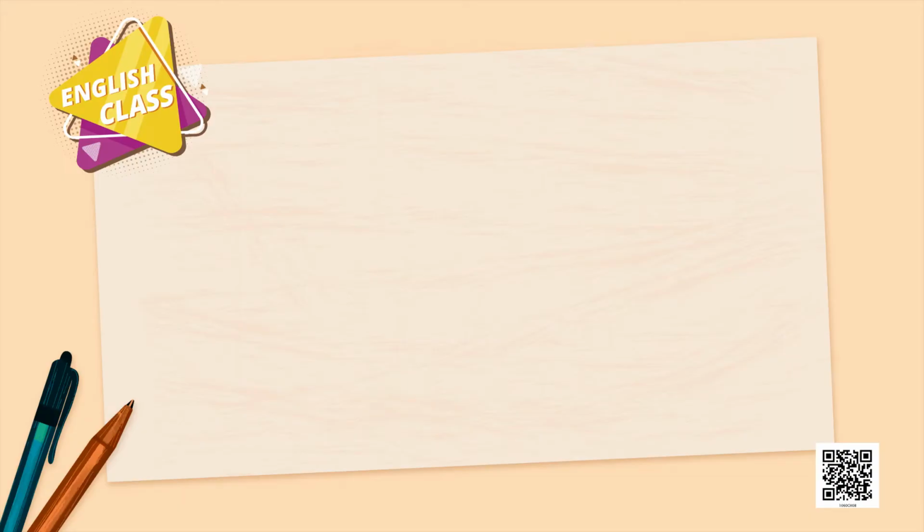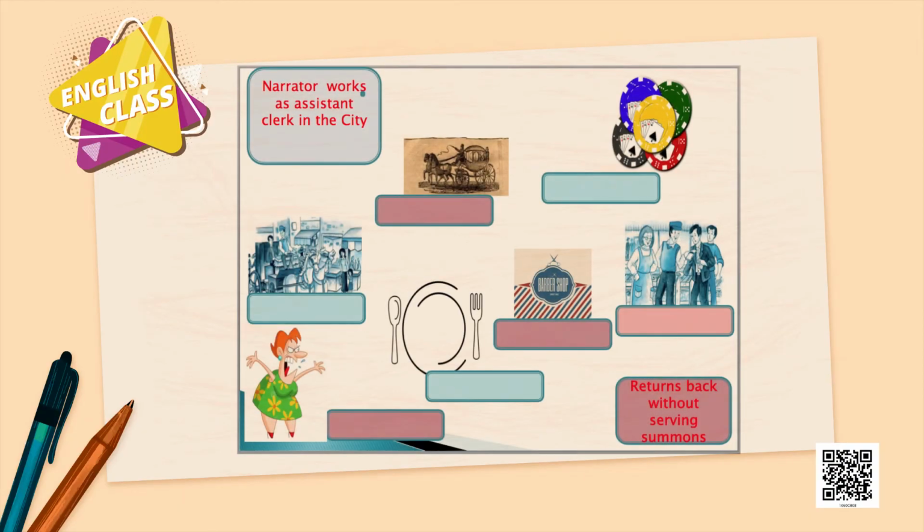So, Suhani, let us start from the first box. So, what would be the answer for the first box? Narrator works as assistant clerk in the city. And after that, what he sees? Bill, the hack driver. Very good, Suhani. They both have a deal and Bill takes him around the city. Excellent. She is an attentive listener.